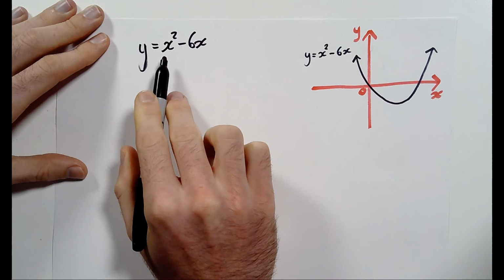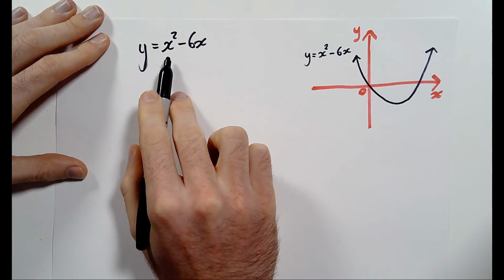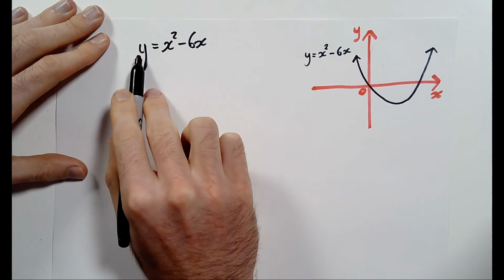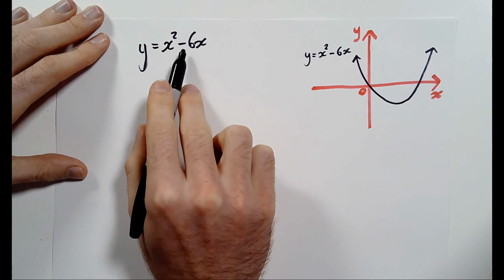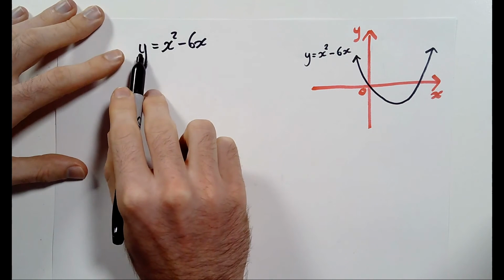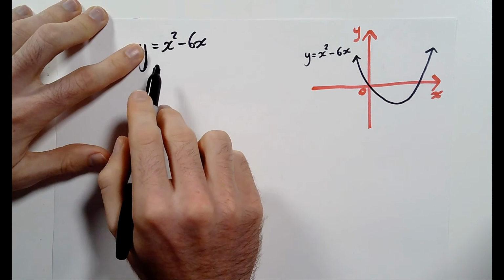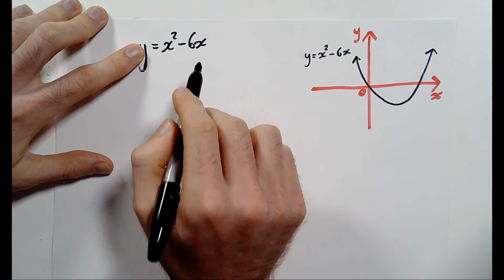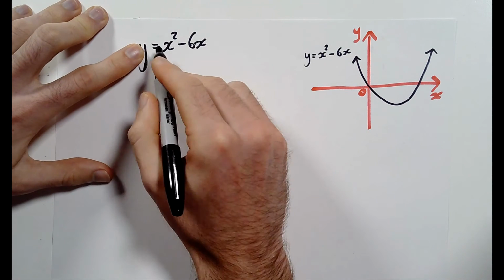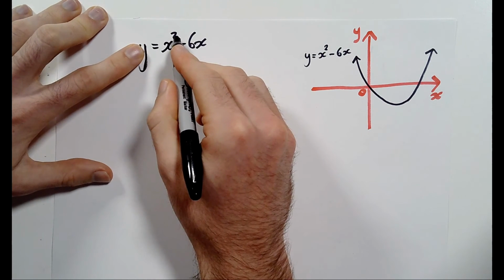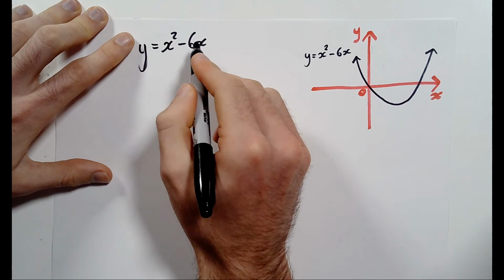And the reason this is a quadratic function in this case, because we've got the y equals x squared minus 6x, right? If we didn't have the y and we just put 0 straight away, we could just call it a quadratic equation. But the reason it's a quadratic is because the highest power of x is 2. So we have x squared minus 6x.